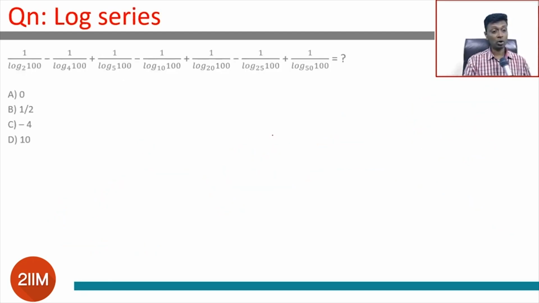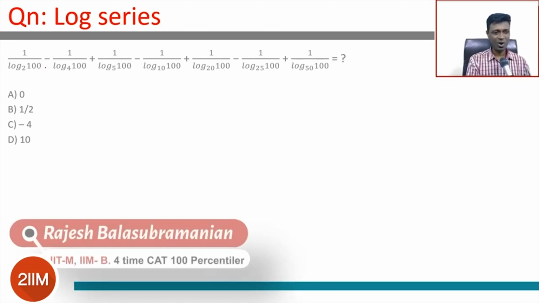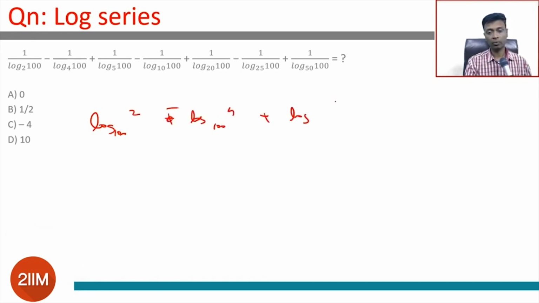1 by log 100 to the base 2 minus 1 by log 100 to the base 4 plus 1 by log 100 to the base 5. And all of this, I'm going to rephrase this. 1 by log A to the base B is log B to the base A. This is log 2 to the base 100 minus log 4 to the base 100 plus log 5 to the base 100, etc, etc.